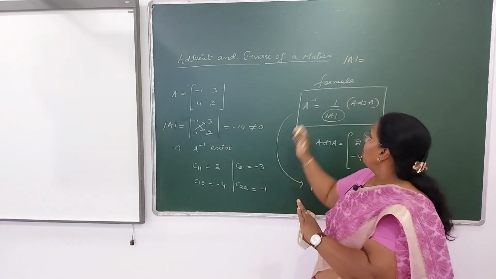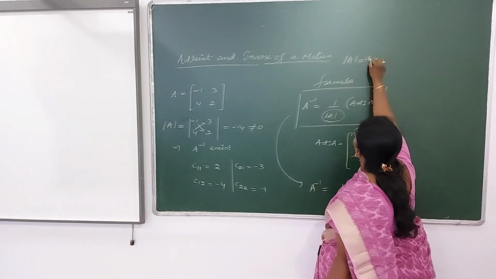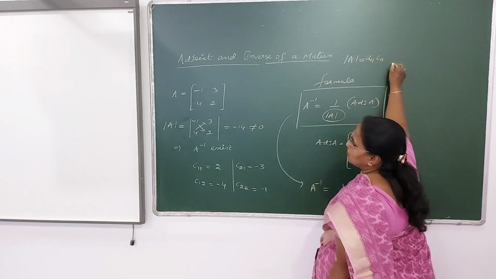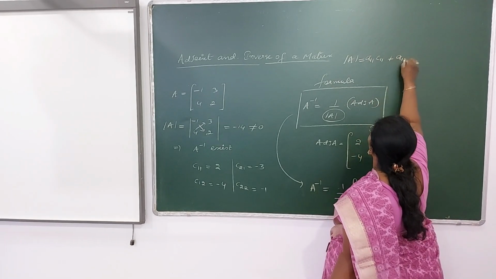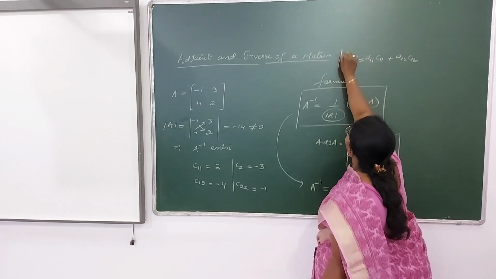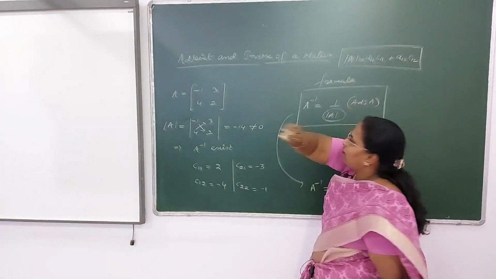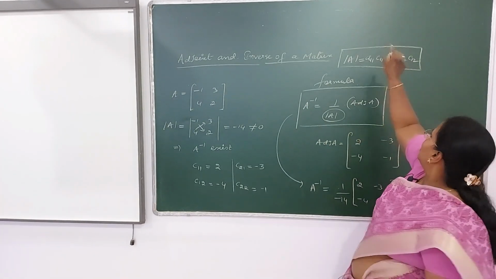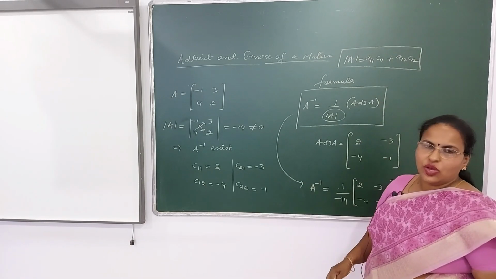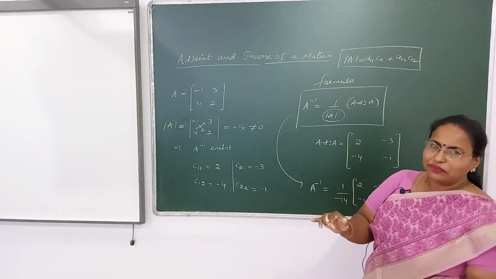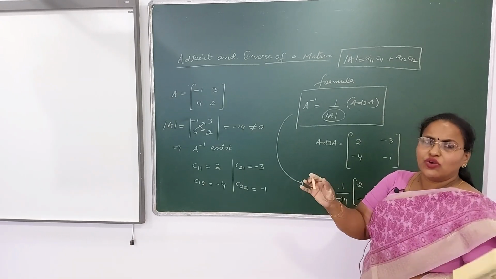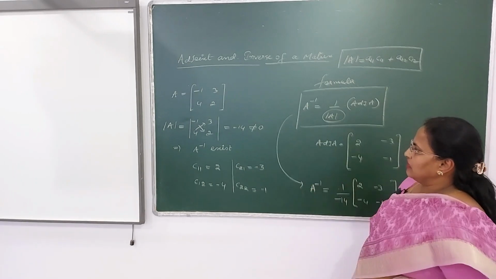So here the same formula will be used for checking: A11 into C11 plus A12 into C12. This should be equal to determinant of A. So using this formula you can check both cofactor as well as determinant, whether they are okay or not. So let us do it.